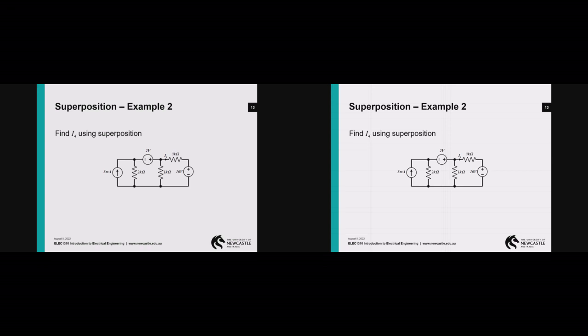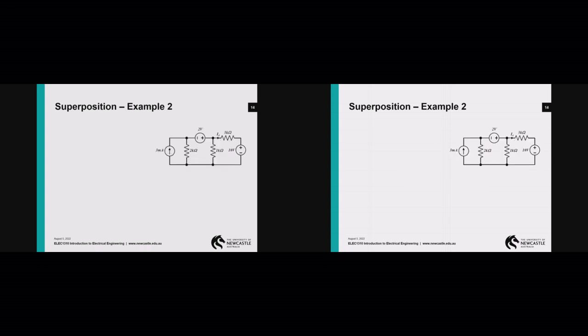So here is a slightly more complicated circuit. This one has 3 sources in it. Again, what I want to find out is the current I4. Now, I could use Kirchhoff's current laws and voltage laws to solve this, but it would be a little bit more difficult than the previous one. So this style of problem, because of the additional source and the extra loop, makes me think superposition is well suited to it.